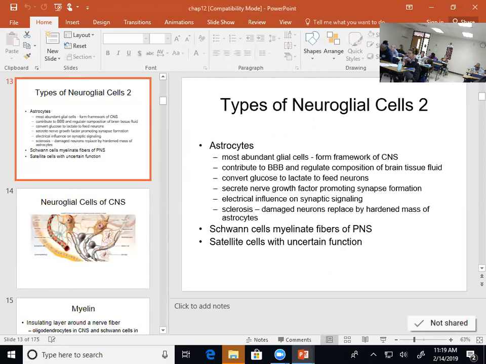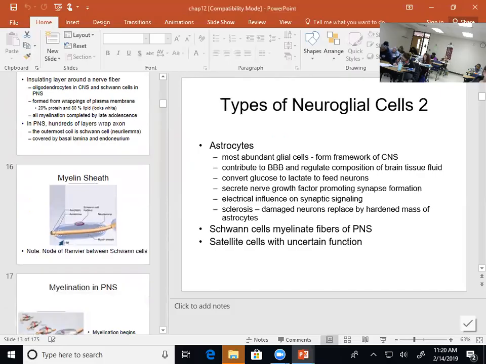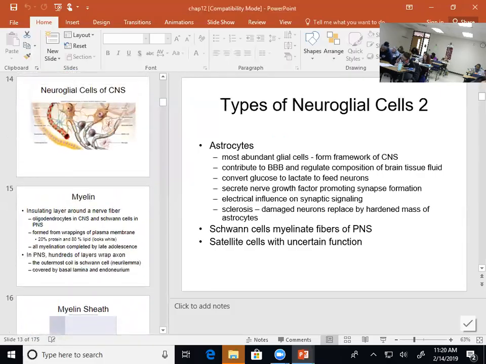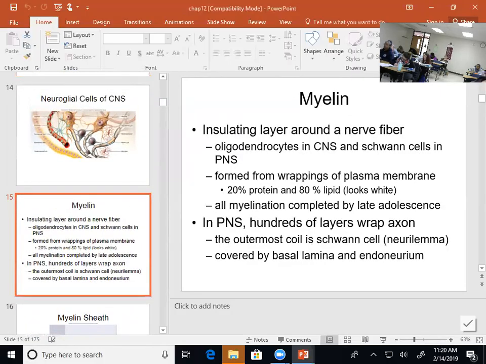There are 2 glial cells in the peripheral nervous system. They're called Schwann cells and satellite cells. The Schwann cells in the peripheral nervous system serve the same function that the oligodendrocytes do in the central nervous system. And what did the oligodendrocytes do in the central nervous system? Myelin sheathing. So the Schwann cells provide the myelin sheathing.